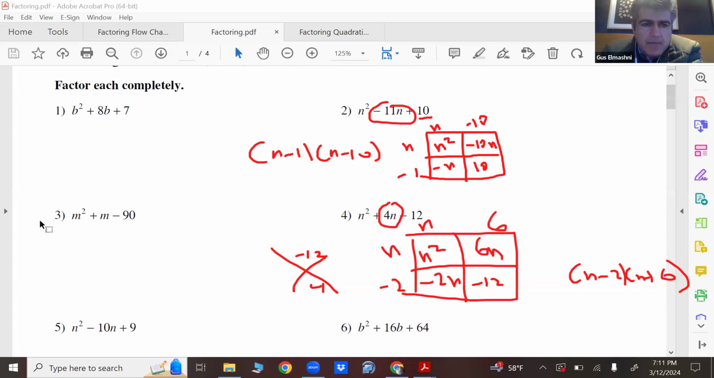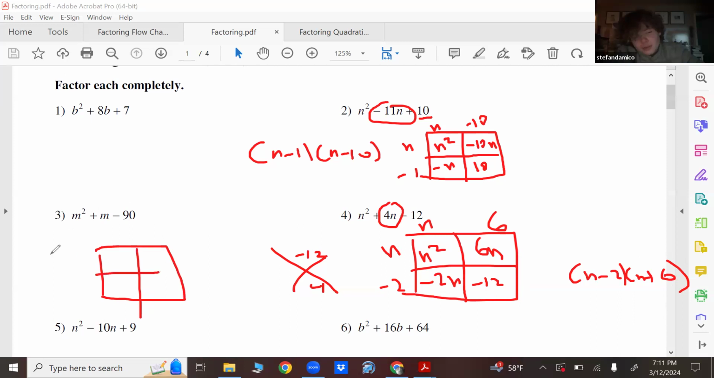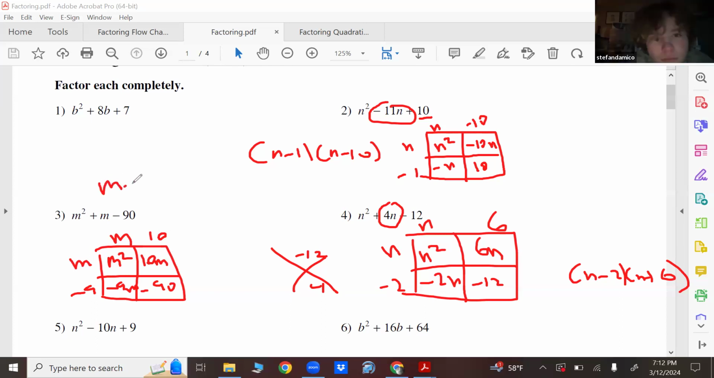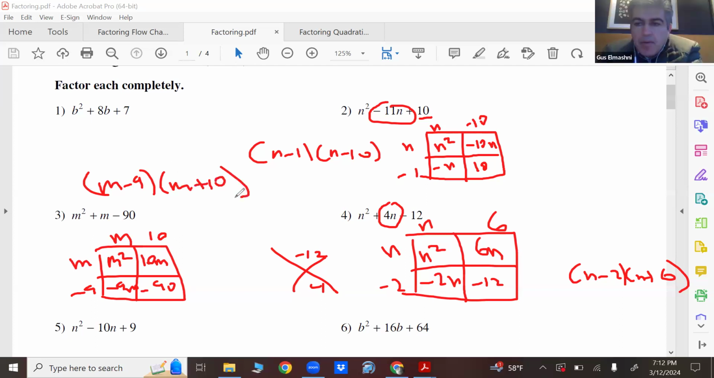Here's yet another one: m squared, -90. Two numbers that multiply to -90 but add to 1: -9 and 10. So it's m and m. That's -9, that's 10, to get -90. That makes sense. And there you go: m minus 9 times m plus 10.